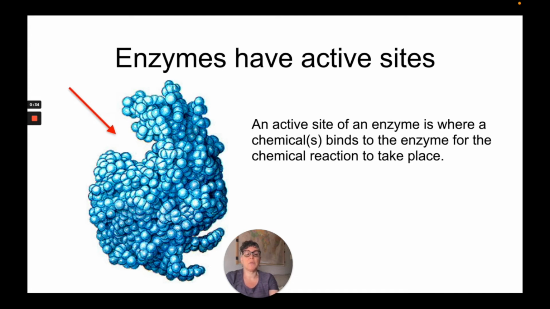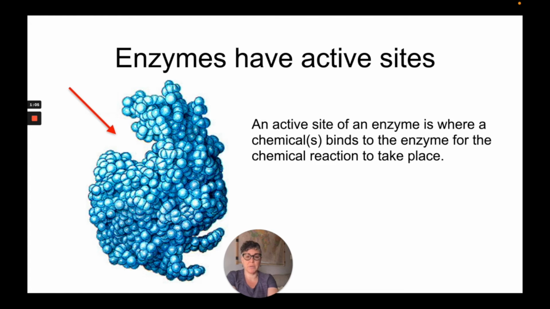It is basically where the chemicals or the reactants in that particular chemical reaction are going to bind or attach themselves to the enzyme in order for the chemical reaction to take place. Remember, enzymes are either combining several reactants, perhaps two or more reactants together, or they're breaking one particular reactant down into multiple pieces. So that area is where the chemical or chemicals will bind to the enzyme in order for the reaction to occur.